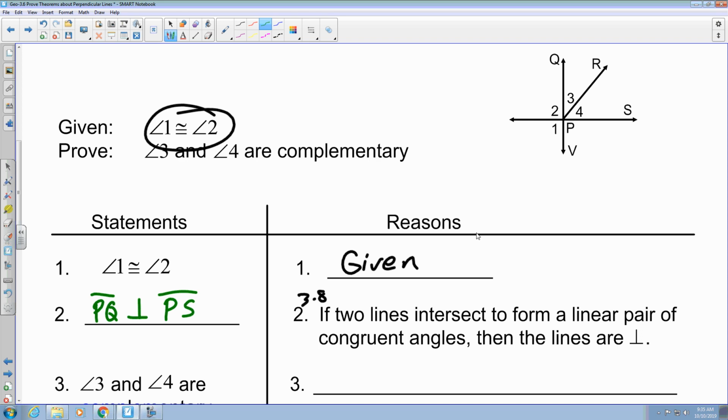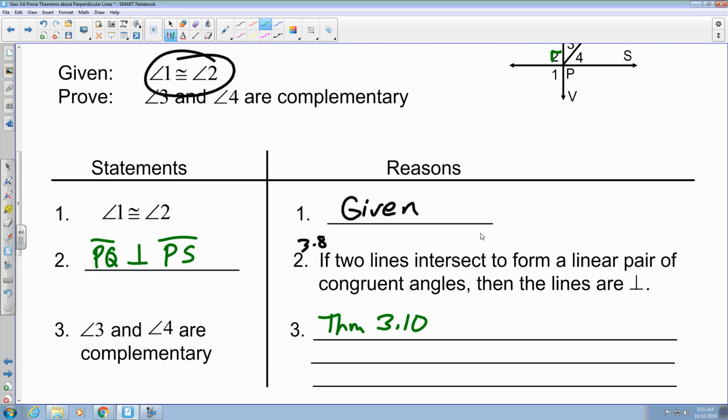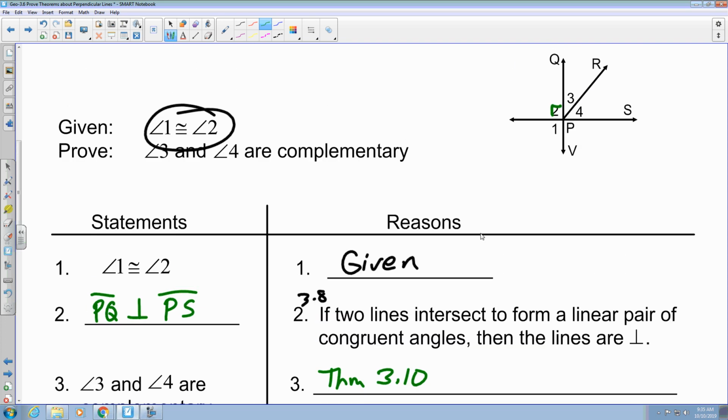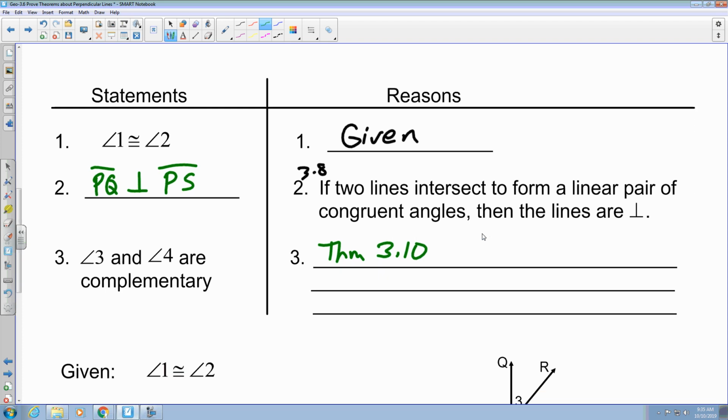So with that being said, if we know that now these are perpendicular, now we can say that angle 3 and angle 4 are complementary due to Theorem 3.10, which states that if lines are perpendicular, so we're saying now that PQ is perpendicular to PS, and we have angles 3 and 4 that are acute angles, we know that they are complementary.